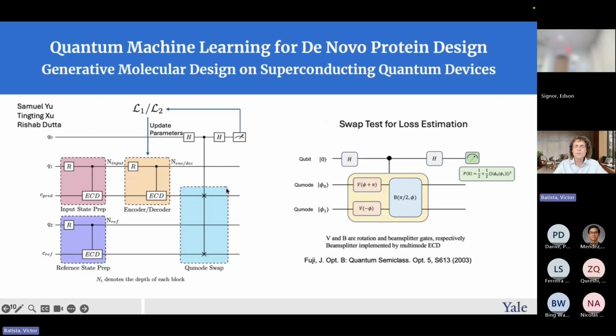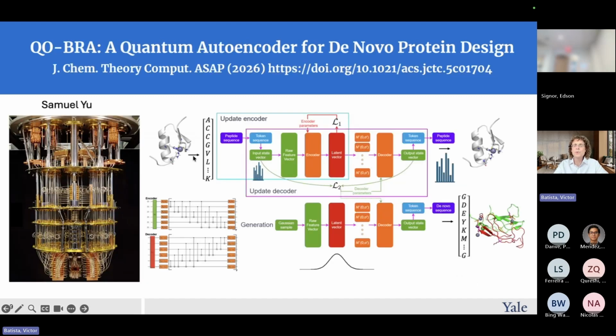So without observing the quantum state, you can observe this ancilla and detect whether the state you prepared is identical to this other state or not. And the way you implement this swap test is simply by rotating each of the qmodes with these two gates, and then using a beam splitter. That is a method that has been known for a long time. So in that way, we don't need to do quantum tomography.